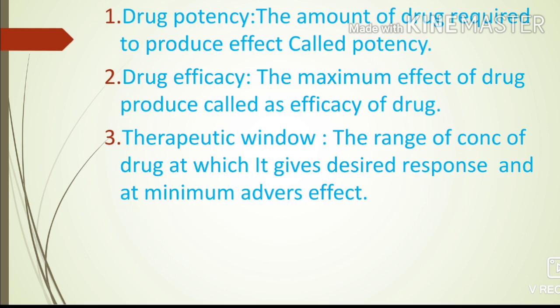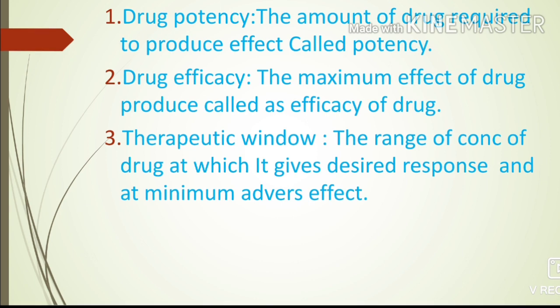Drug potency is the amount of drug required to produce an effect. The lower the minimum dose required, the greater the potency. Drug efficacy is the maximum effect produced by the drug. Therapeutic window is the range of concentration at which the drug gives the desired response with minimum adverse effect.